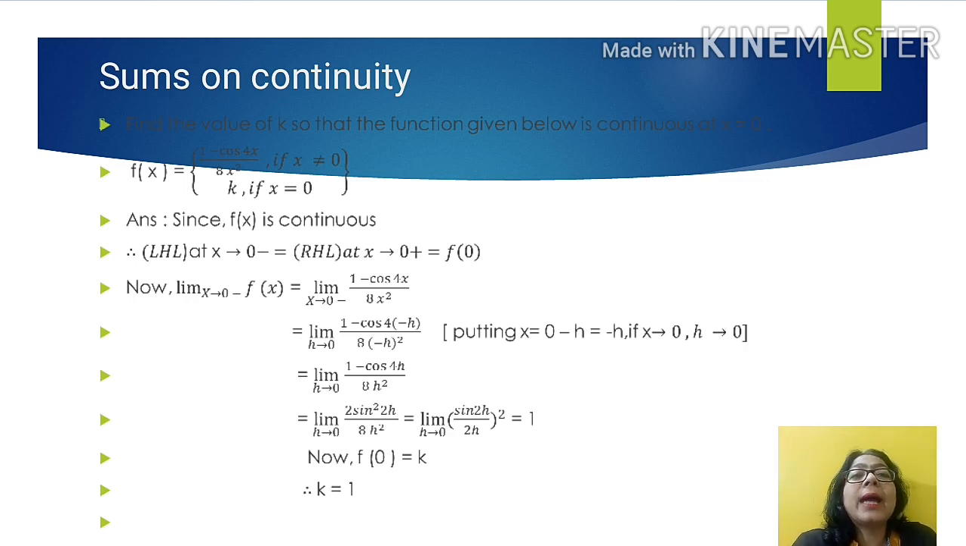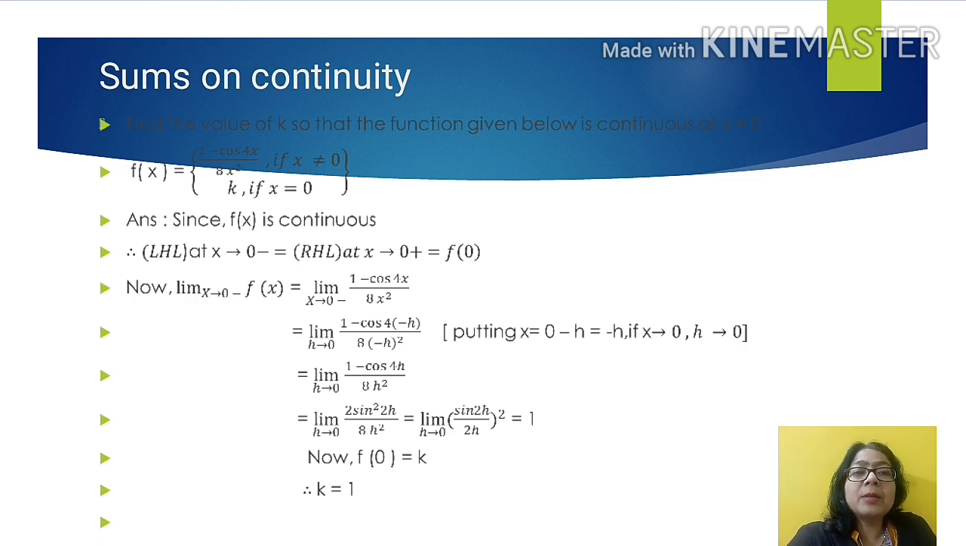Another important sum I have shown here is that we have to find the value of k so that the function f(x) is continuous at x equal to 0, and the defined function is f(x) equal to 1 minus cos 4x by 8x square if x not equal to 0, and equal to k if x is equal to 0. So here the functional value at x equal to 0 is k, and the left hand limit, right hand limit and functional value are all equal.